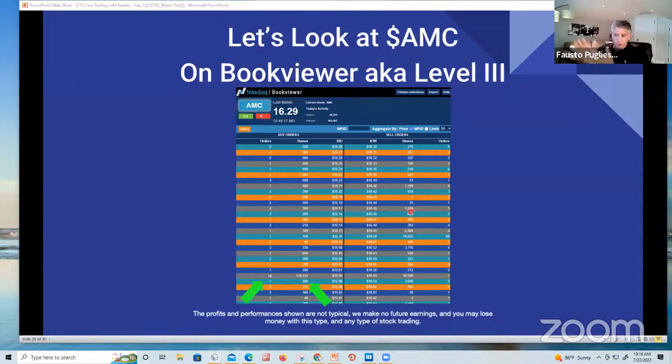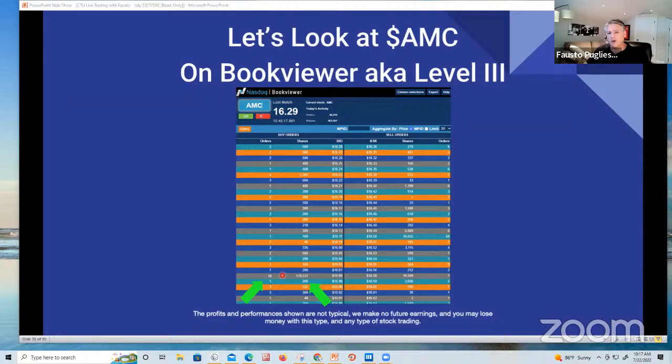So here we're looking at the NASDAQ Book Viewer. This is what we call NASDAQ level 3. Wait till I show you level 4, we haven't even gotten there yet. But at level 3, we're looking at the stock symbol AMC. You notice all these orders out there? These are limit orders from people like you, if you trade with TD Ameritrade, Schwab, Fidelity. When you're putting out an order, you don't see the orders out there. But when you go right to the source, the NASDAQ exchange, you can see them, and it's pretty obvious that there is a substantial buyer at $16.